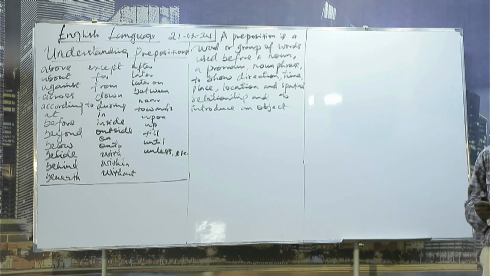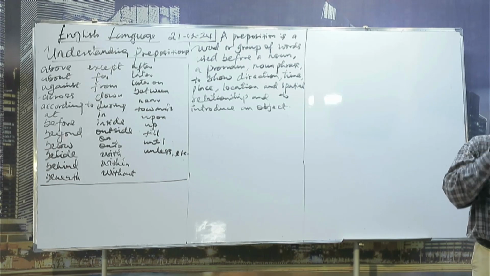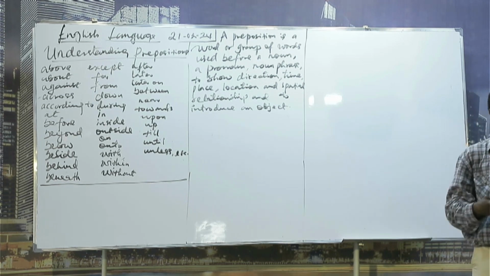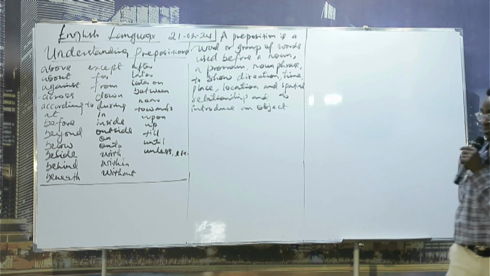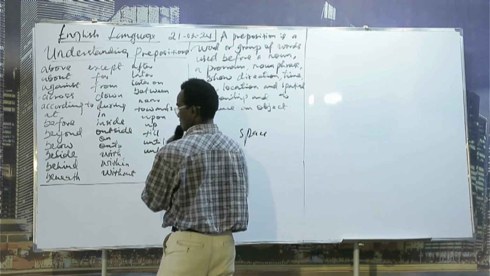Good. Now, what is a preposition? It can be a word or a group of words. We are told that a preposition is used before other parts of speech, before a noun, before a pronoun, or before a noun phrase. And that is what it does. It is used to show direction. It is also used to talk about time. And it is used to talk about place or location, or to talk about special relationship. Special means having to do with space.